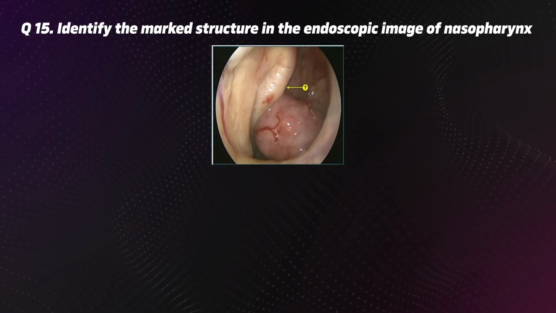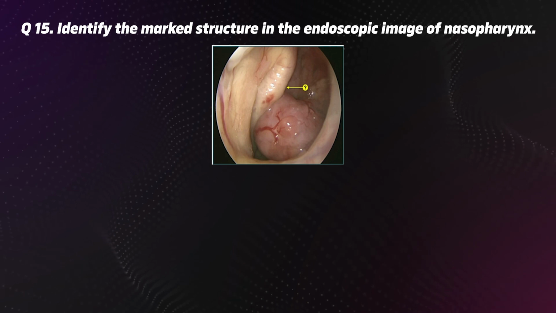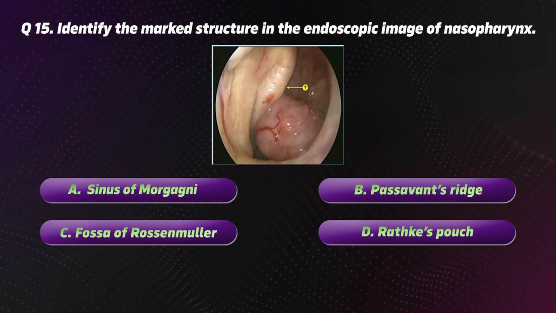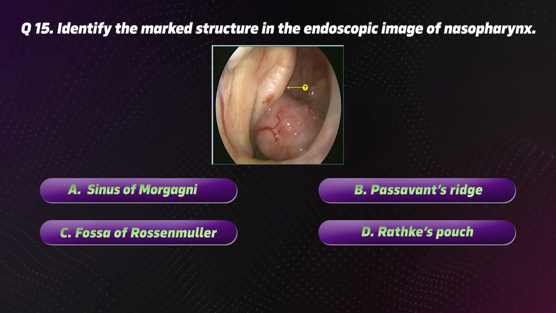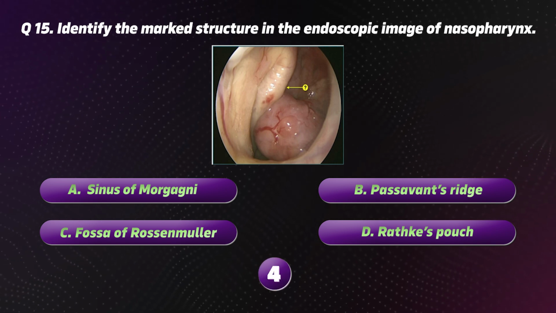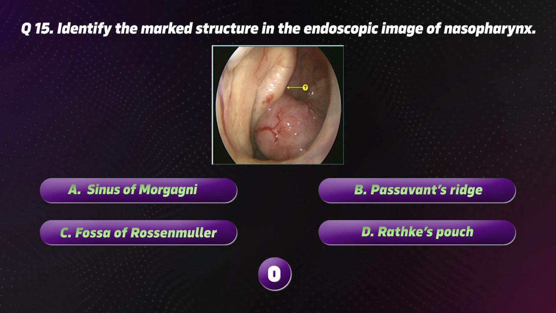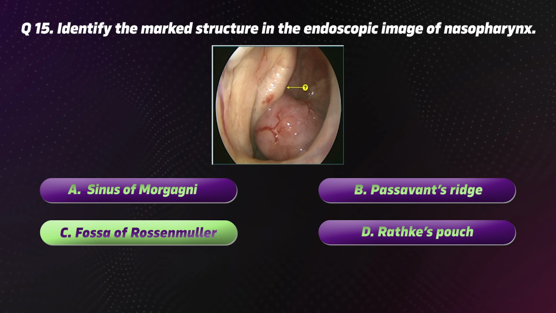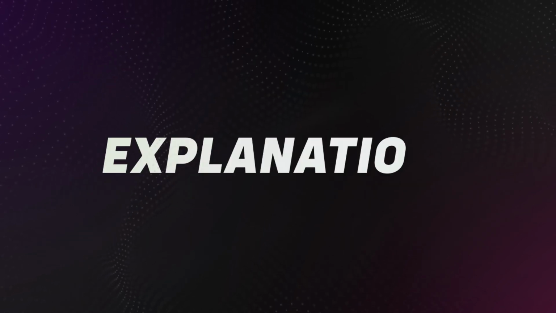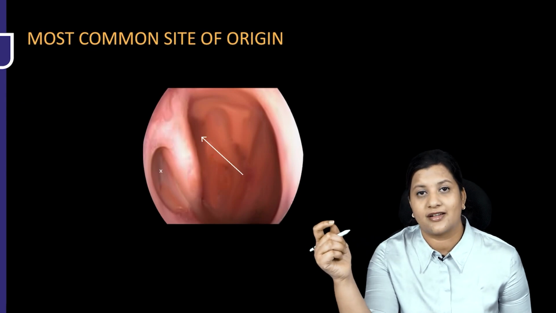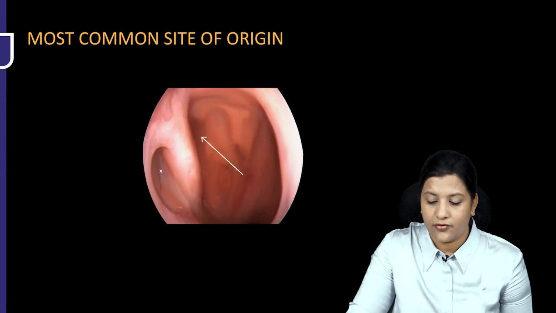Question 15. Identify the marked structure in the endoscopic image of nasopharynx. Here are the options. A. Sinus of Morgagni. B. Passavant's ridge. C. Fossa of Rosenmuller. D. Rutgers pouch. And the correct answer is option C, fossa of Rosenmuller. Here's the explanation. Now, the most common site of origin of nasopharyngeal carcinoma is from the fossa of Rosenmuller.